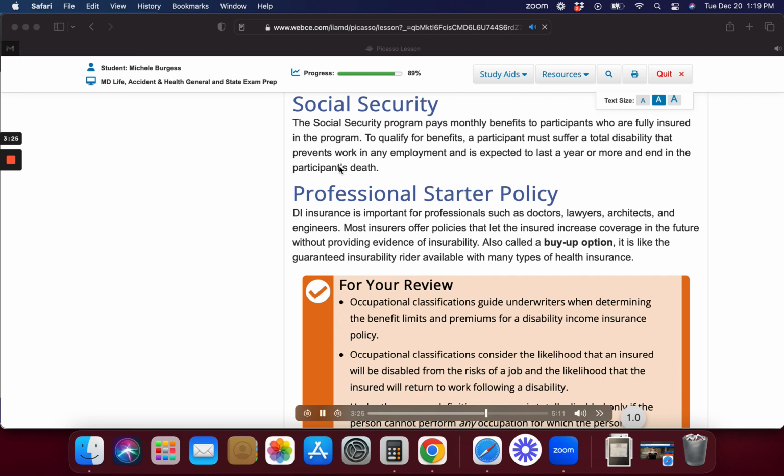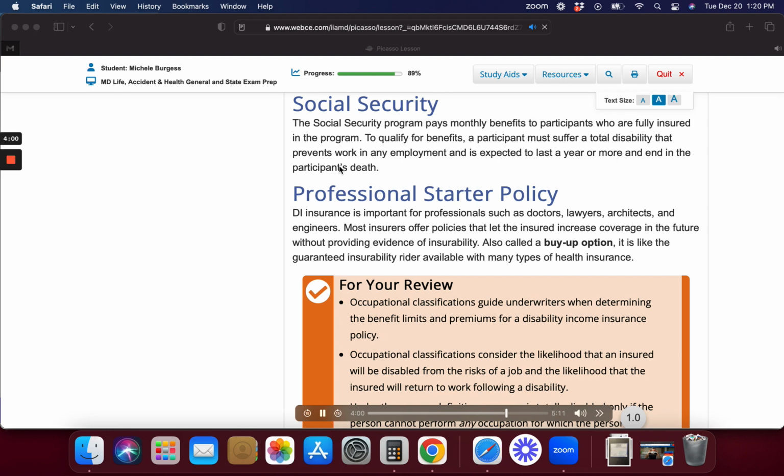Professional starter policy. DI insurance is important for professionals such as doctors, lawyers, architects, and engineers. Most insurers offer policies that let the insured increase coverage in the future without providing evidence of insurability. Also called a buy-up option, it is like the guaranteed insurability rider available with many types of health insurance. For your review. Occupational classifications guide underwriters when determining the benefit limits and premiums for a disability income insurance policy.